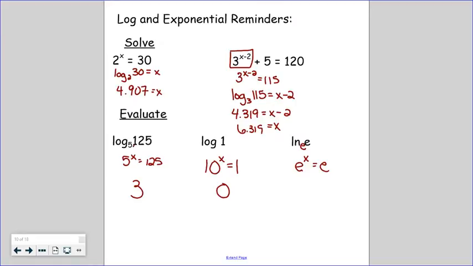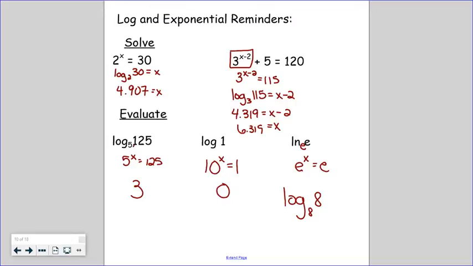If I am raising something to an exponent and I get the exact same thing, what's that exponent? A 1. And that would go for any of them. So if I had like a log base 8 of 8, 8 raised to what gives me 8, and that would be 1. So if your base and this match, that is 1. Okay? Any questions on your log or exponential basics?